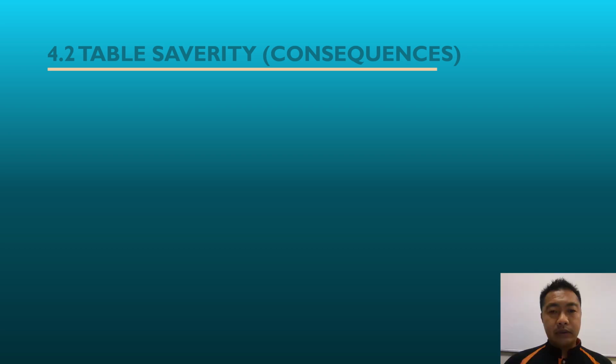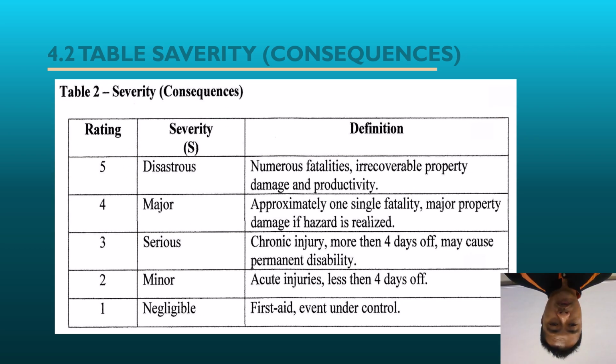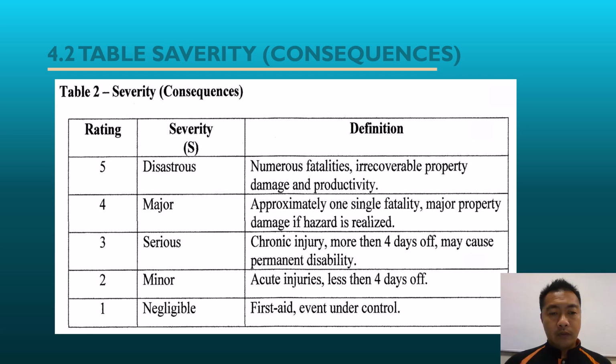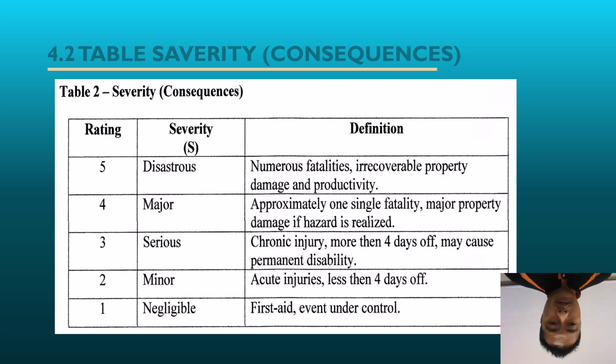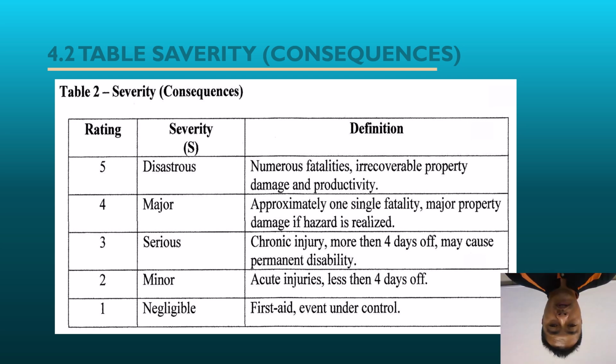4.2 Table of severity of consequences. Rating 5, disastrous: numerous fatalities, irrecoverable property damage and productivity. Rating 4, major: approximately one single fatality, major property damage, hazard realized.